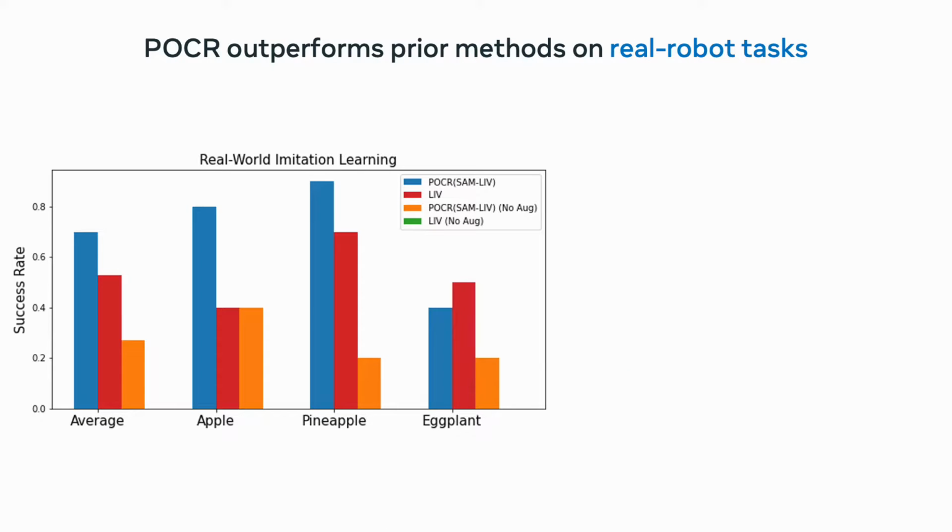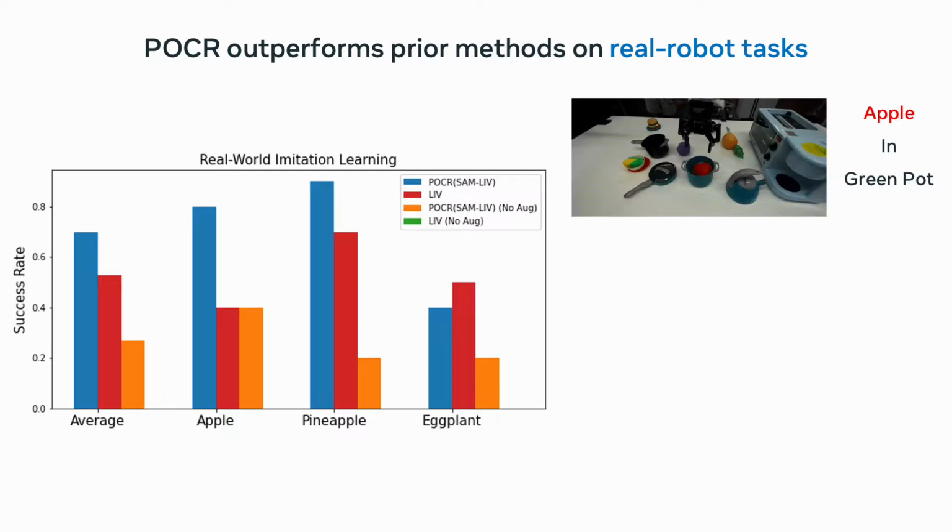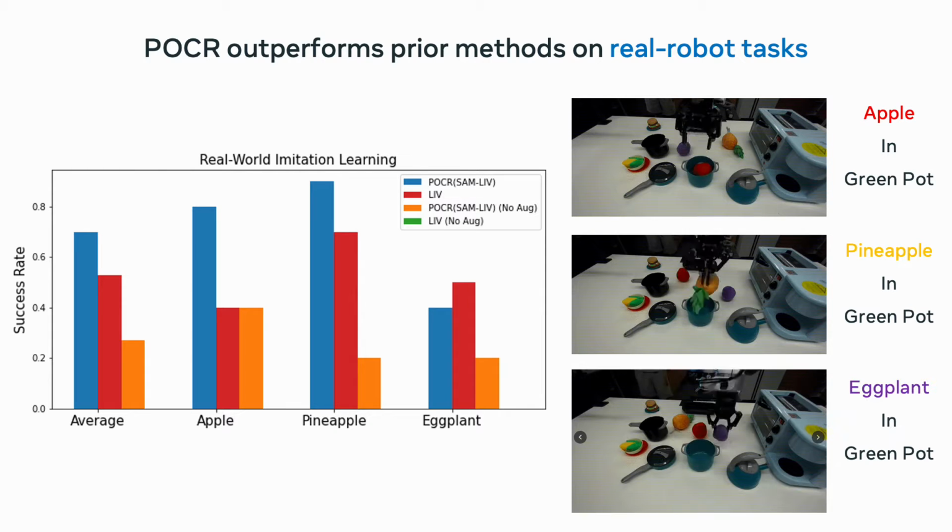POCR also outperforms prior methods on real robot imitation learning tasks. We compare POCR with LIV, the best performing prior method, both with and without data augmentation. We observed that without data augmentation, LIV completely fails in our low data regime, while POCR, the orange bars, still achieves non-trivial performance. With data augmentation, POCR, the blue bars, once again easily outperforms LIV, the red bars. Here are some videos showcasing the successful policies learned by POCR.